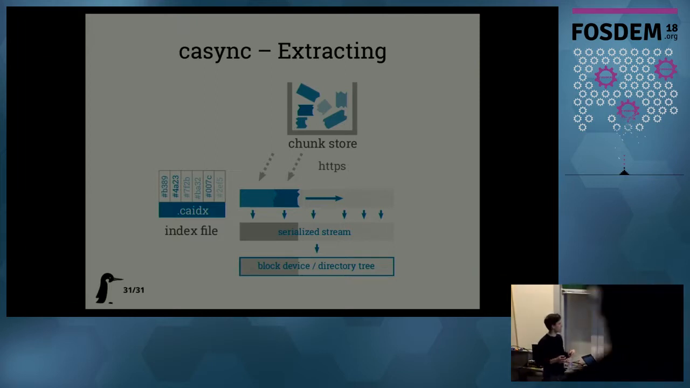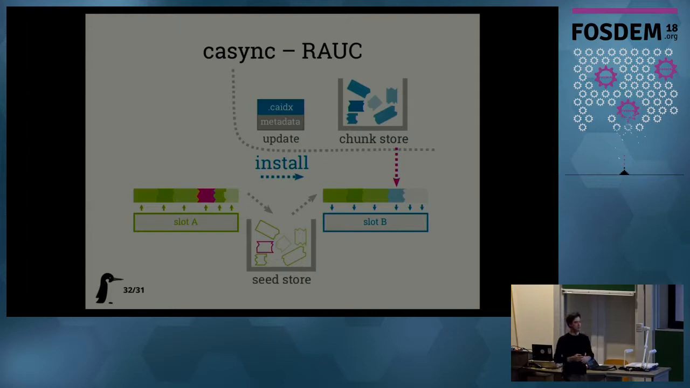So now, how do we use it in RAUC currently? Well, what we do is we want to update running from slot A to slot B. And so we perform the same chunking algorithm we performed on the image we want to use for updating on the slot and store the information about where to find the data for each chunk in a so-called seed store on our target. And then when installing an update, which is basically an index file of casync here, we scan through all these different elements, then we first take a look at our seed store to see if we can fetch the data locally. And if it's there, we get the data from our slot A and write it to slot B.